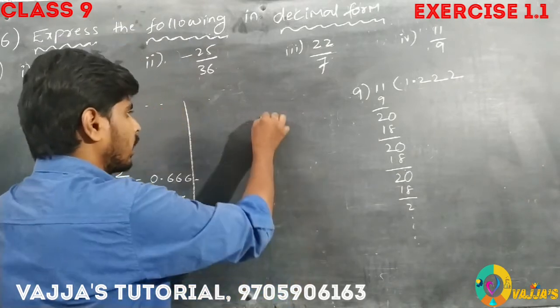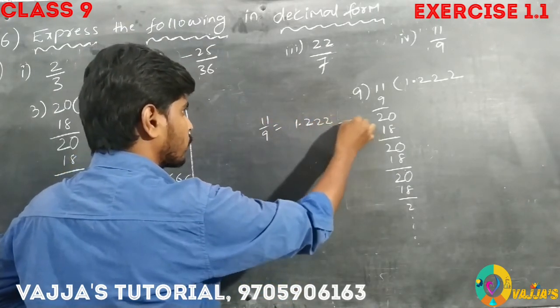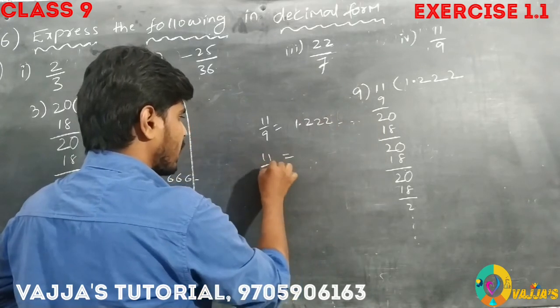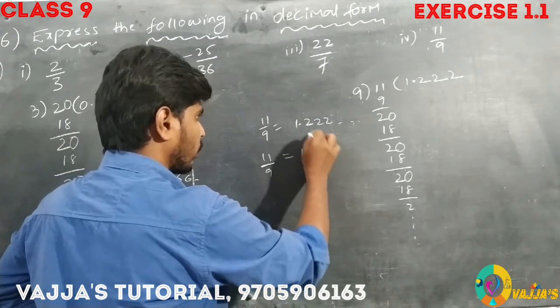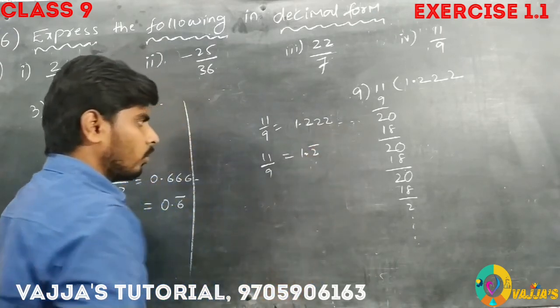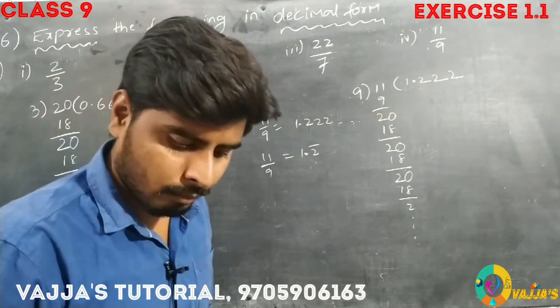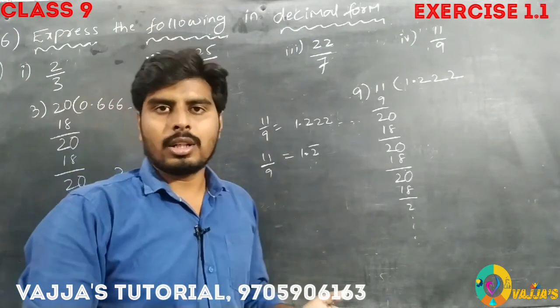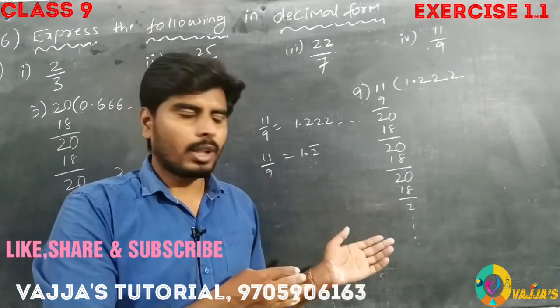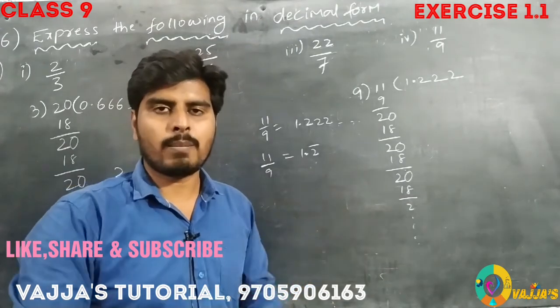So 11 by 9 we can write as 1.222 and so on. We can express 11 by 9 in decimal form as 1.2 bar. 2 is repeating, that is why we are keeping the bar on the top of 2. Look here. In the sixth problem, the first bit is terminating decimals. Now these are non-terminating recurring decimals.